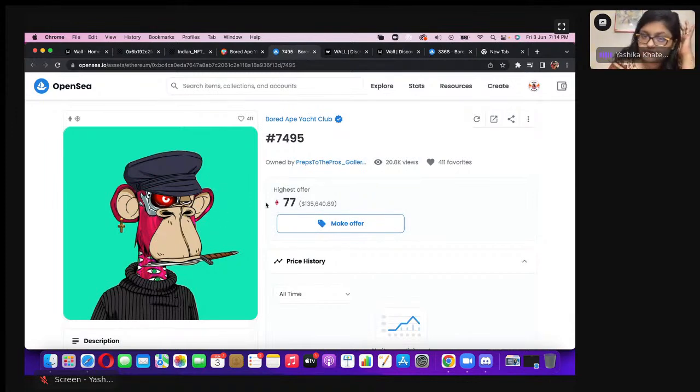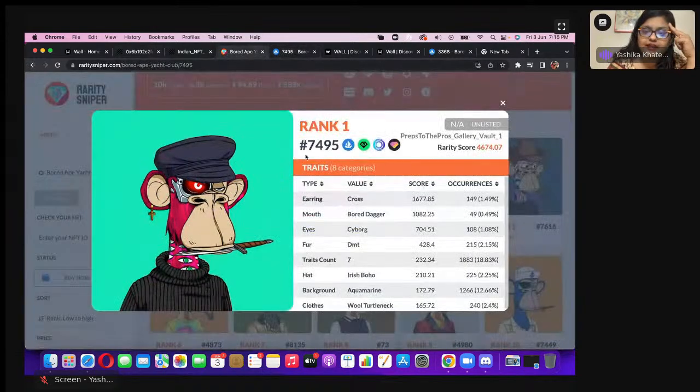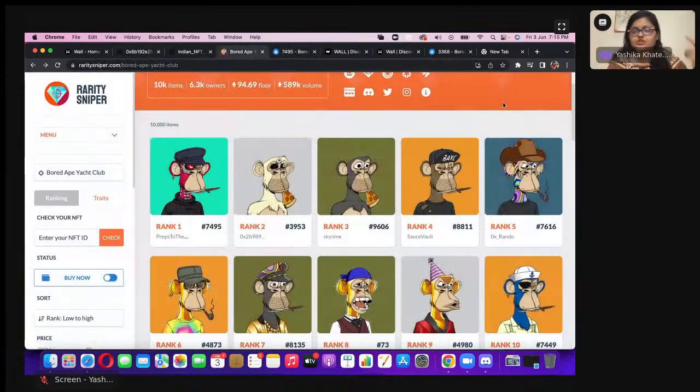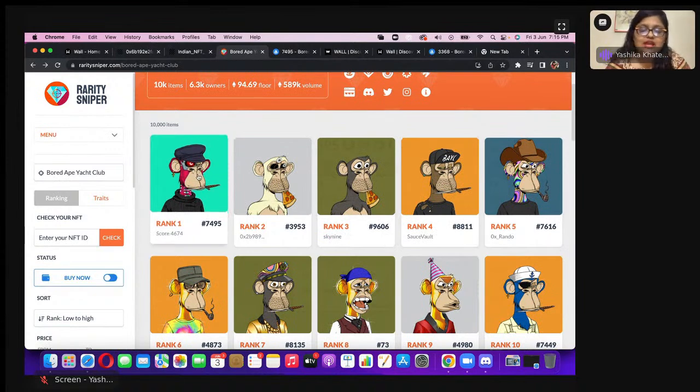I believe it might go. So these are different tools to check. One of them is Rarity Sniper, where by rarity you can decide if you want to go for the rarest one, and that would pretty much be more valuable in the future. Even if the floor price is around 94, probably this one I can price at 150, and still people will be ready to pay me 150 because this is rarer than the others. So this would be one way to check.